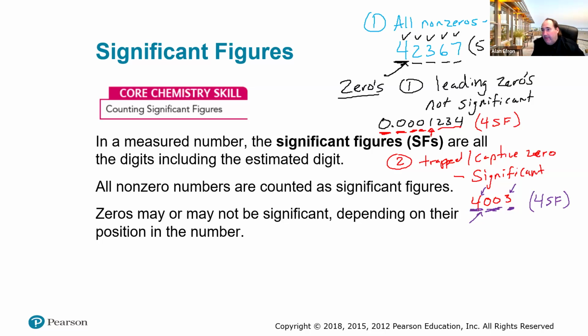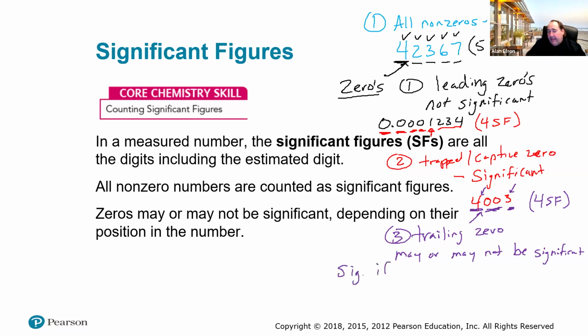So that brings us to the one that, frankly, people screw up on a lot and don't like. This is the third type of zero, which is sometimes referred to as a trailing zero. These are zeros that come at the end of the number, and these zeros may or may not be significant. In this particular case, what makes them significant? They will be significant if there is a decimal point in the number.